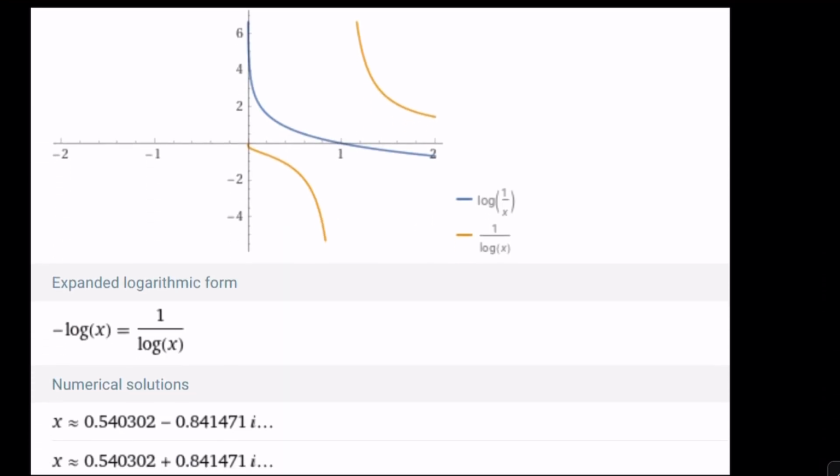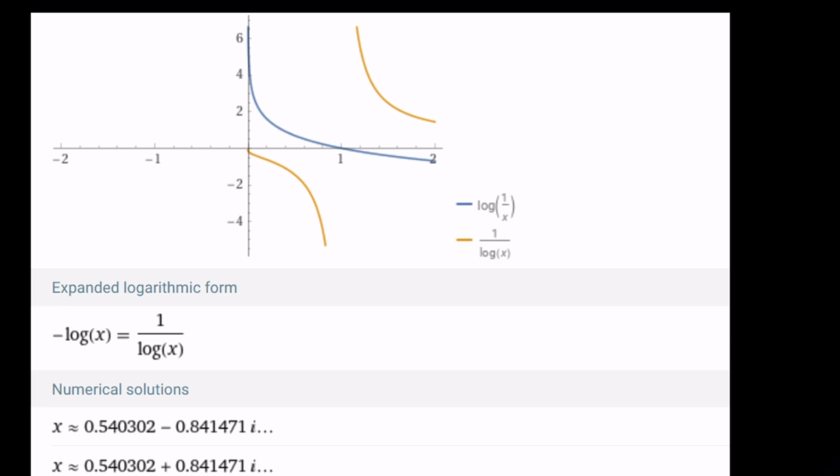And now let's go ahead and take a look at the results from Wolfram Alpha. Obviously, the solutions are not real. That's why the graphs do not intersect. There are 2 solutions, and those are the numerical values.